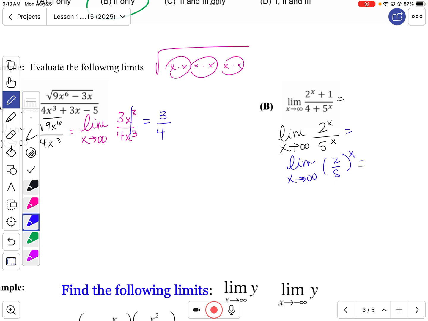What's going to happen if I take 2/5 to the infinity power? What's going to happen to that fraction? Is it going to get bigger or smaller? Smaller, so that whole limit's going to approach 0. Another way to think about that, who grows faster, 2 to the x or 5 to the x? Like if you graphed it, who would grow quicker? The 5 to the x. So because the bottom's growing faster than the top, it will approach 0.